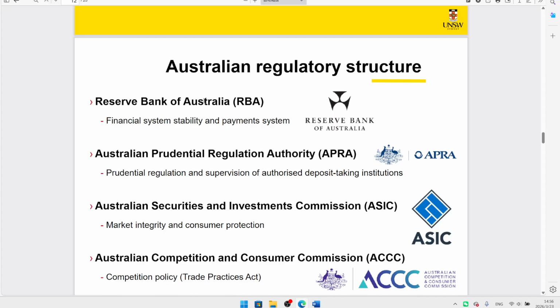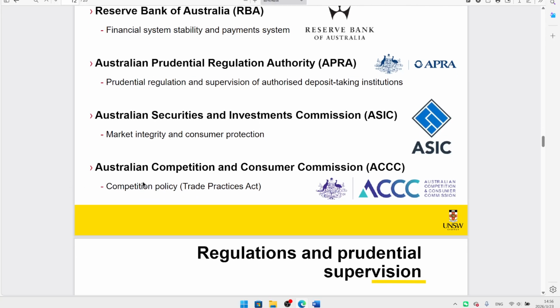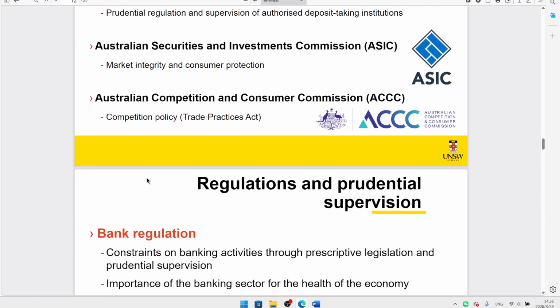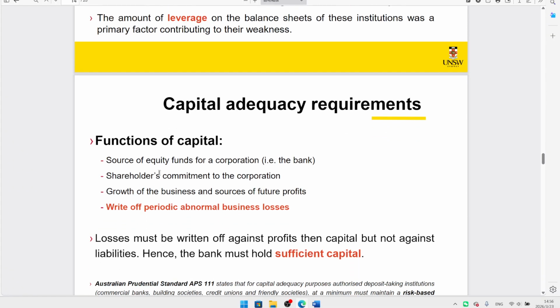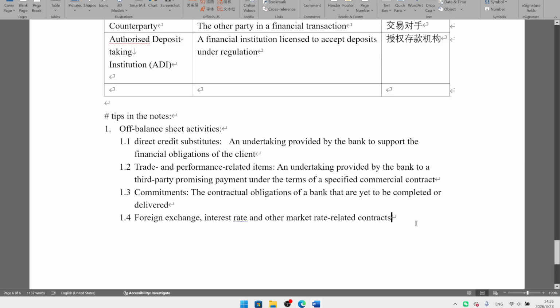Regulation, and then we discuss the Australian regulatory structure: the Reserve Bank of Australia, Australian Prudential Regulation Authority, Australian Securities and Investments Commission, Australian Competition and Consumer Commission, bank regulation, prudential supervision, and the capital adequacy requirement. That's very essential. That's the most important part.